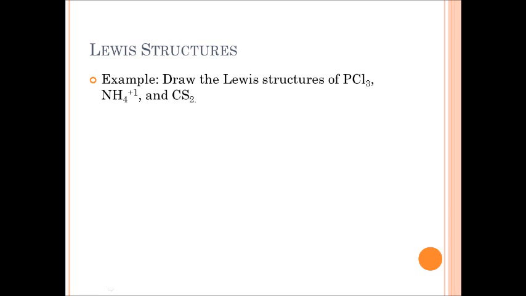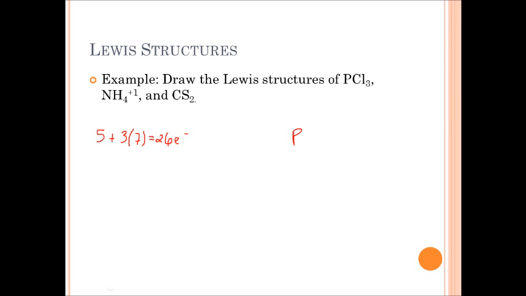Okay, so let's look at our periodic table, and we're going to see that for P, we have 5 valence electrons, and then we're going to have 3 atoms of chlorine, so that's going to give us a total of 7 valence electrons for each one. So that's 21 plus 5 is 26 valence electrons total. So we know that we have 26 valence electrons to work with.